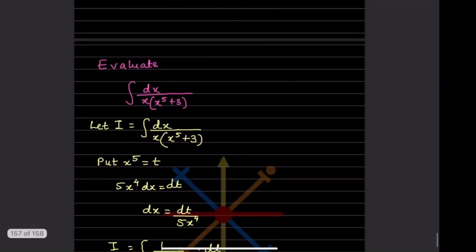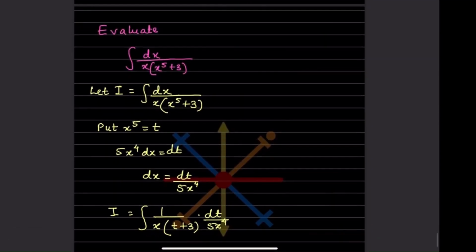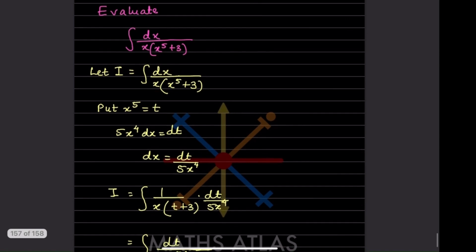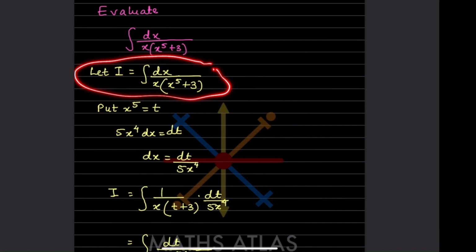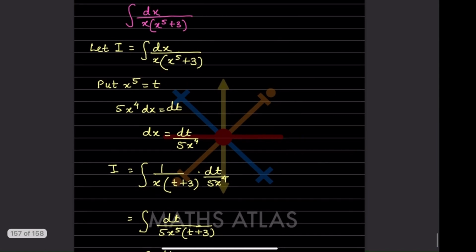So the next one: evaluate the integration of dx divided by x into x to the power 5 plus 3. So same thing, we have considered this as I. Now what we can do here: x to the power 5, let us consider as t. Now when we take the derivative of this part, that will be 5x to the power 4 dx, and this t means that will be dt.